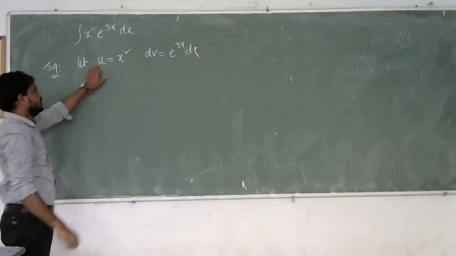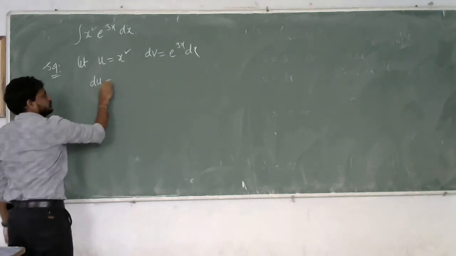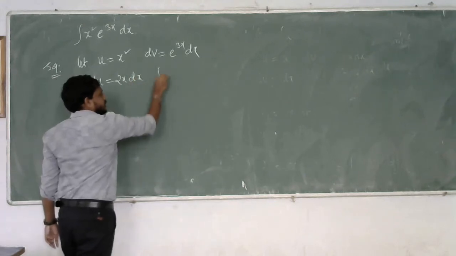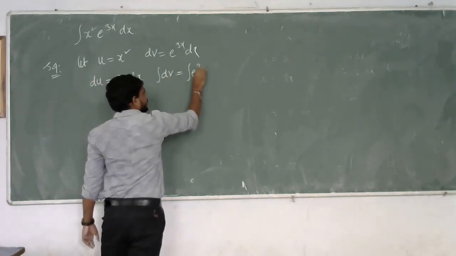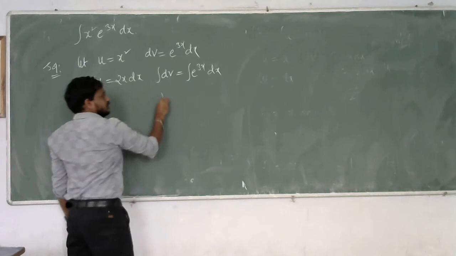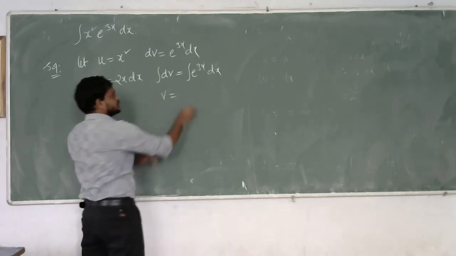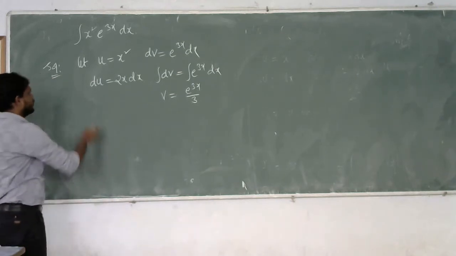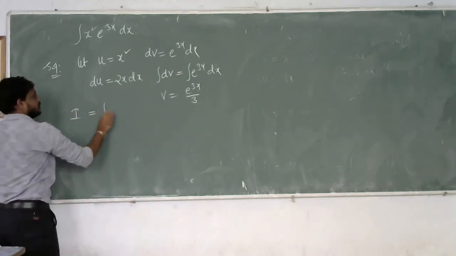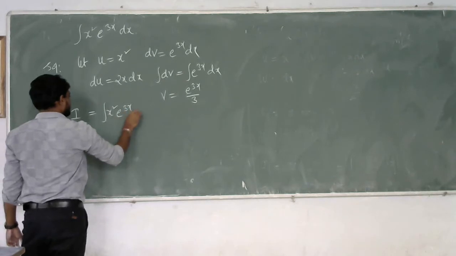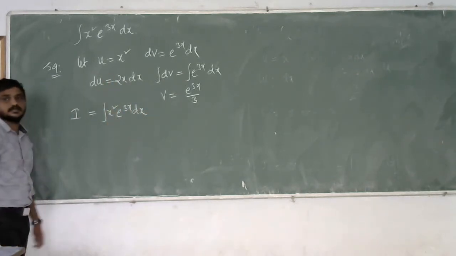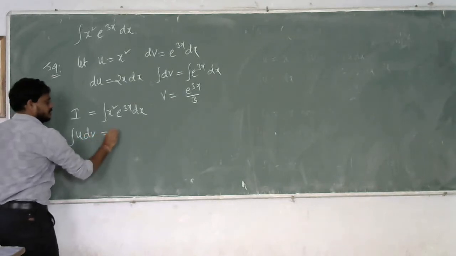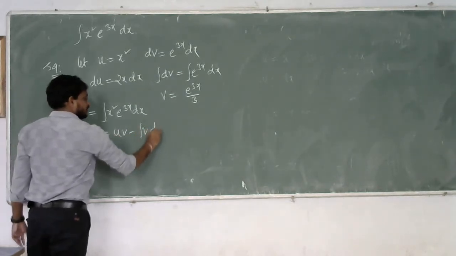Okay. Then here we require the du value. So the differentiation of x square is 2x into dx. The integral of dv equals the integral of e power of 3x into dx. Integral dv means v. Integration of e power of 3x is e power of 3x by 3. Now let us take the integral of x square into e power of 3x into dx, which is the form of integral u dv. What is the formula? uv minus integral v du.